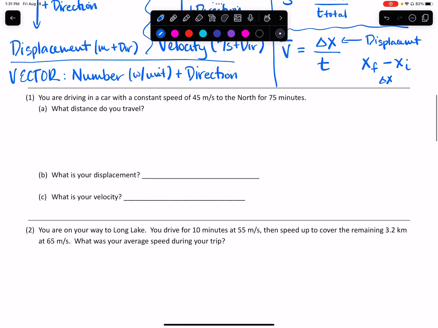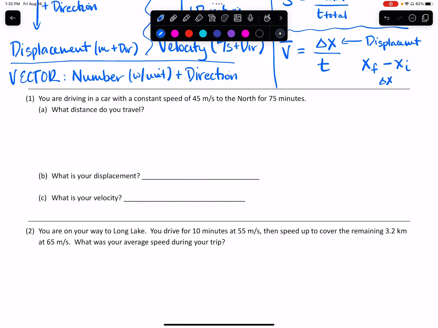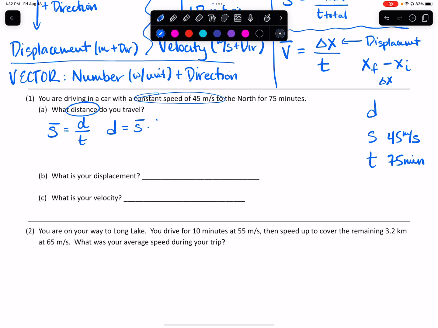Okay, so let's try a couple of problems. When I work problems that deal with velocity, distance, and time, or speed, distance, and time, I tend to have a little area off to the side where I put in my variables. For this first problem, we're driving a car with a constant speed of 45 meters per second to the north for a time of 75 minutes. What distance do we travel? Well, I know that speed is distance over time, and if I rearrange that, distance is speed times time.